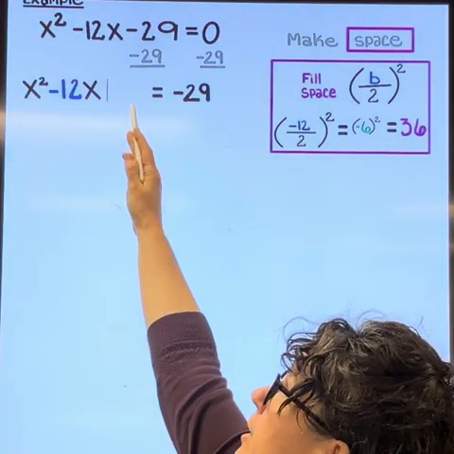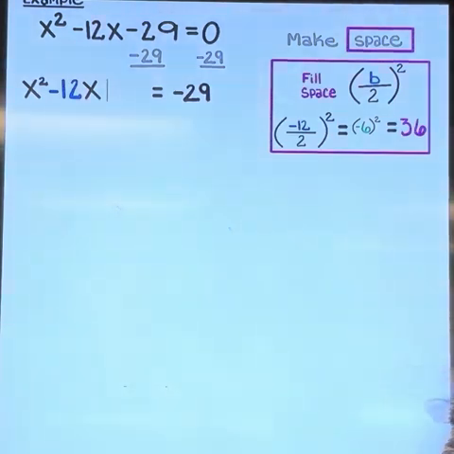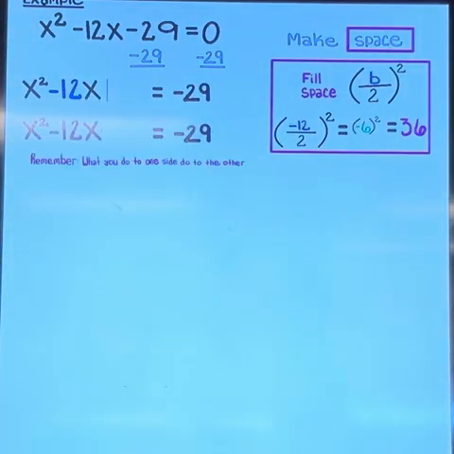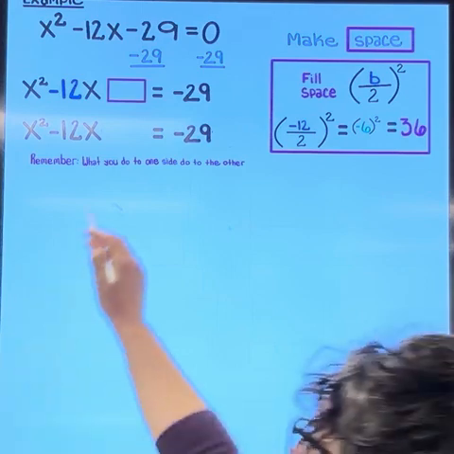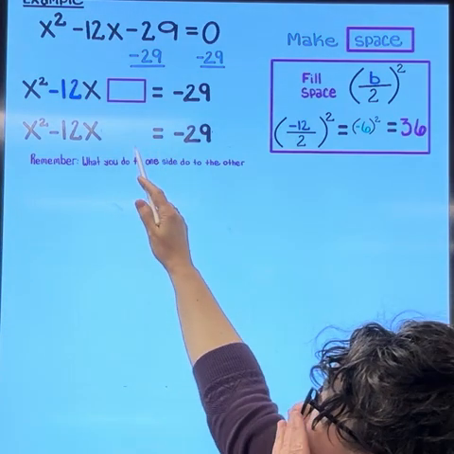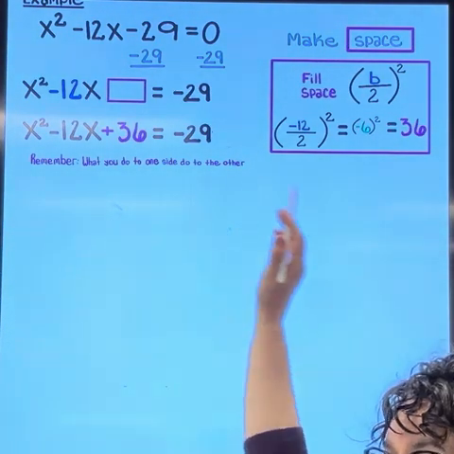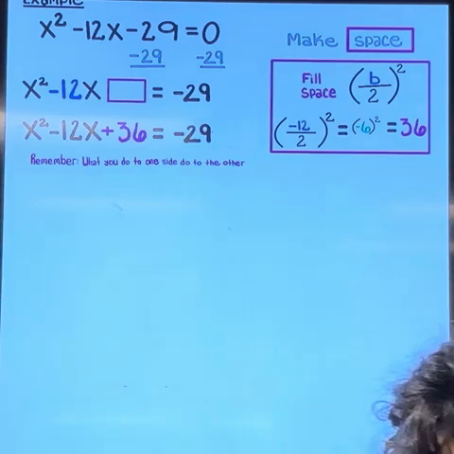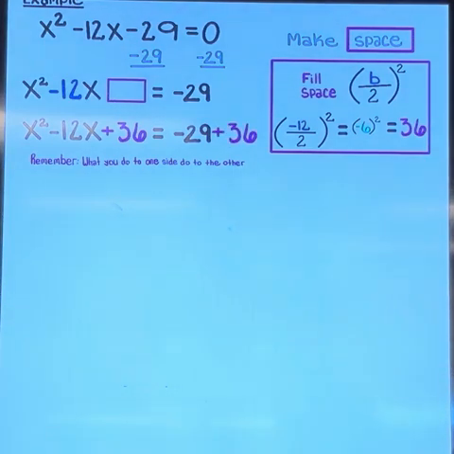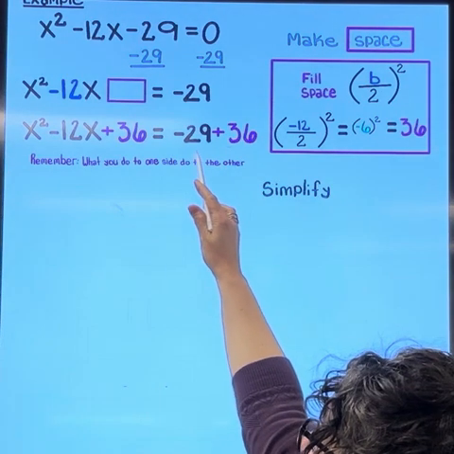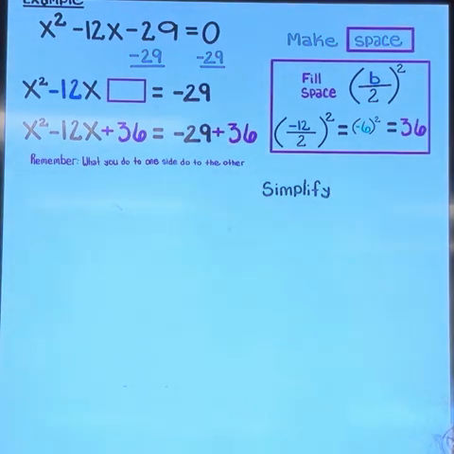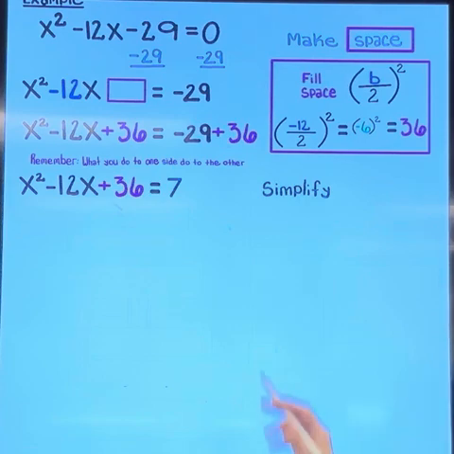Normally I would just put a 36 right here, but just to keep my work organized for your notes, I'm going to say we have that space right there, and now we're going to actually put in the 36. Keeping in mind, whatever I do to one side of the equal sign, I have to do to the other. So I'm going to add 36 on the other side. Just a little bit of simplifying, -29 and 36 ends up giving me 7.